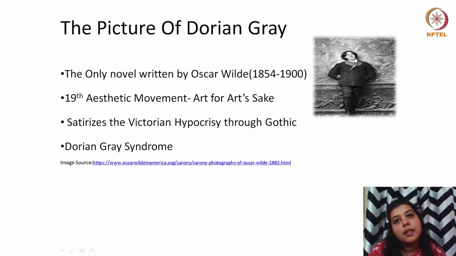This movement disregarded moral principles in art and advocated enjoying art for its formal aspects. To an extent, this movement can be seen as a response to Victorian prudishness and their rigid principles. And this particular novel, The Picture of Dorian Gray, becomes eternally etched as its philosophy has contributed a mental syndrome named after the protagonist of this novel, Dorian Gray.